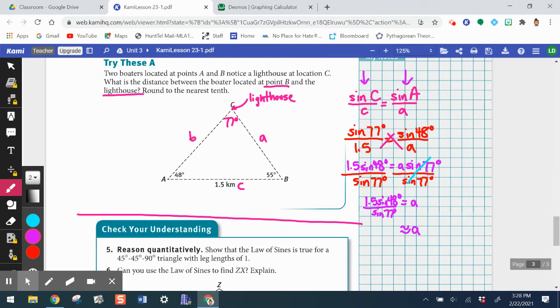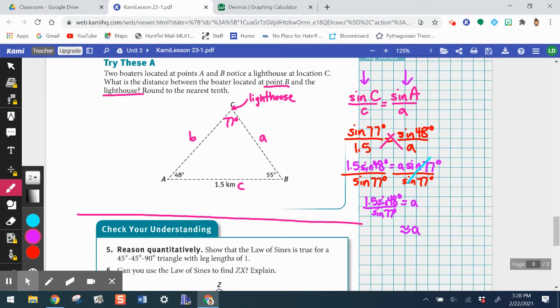When I multiply A times the sine of 77, I just drop it down right below A. And then when I do 1.5 times sine of 48, I just drop it down right below 1.5. So I have 1.5 times the sine of 48 equal to A times the sine of 77. Remember, sine of 77 degrees is just a number. It's actually its own ratio in and of itself.